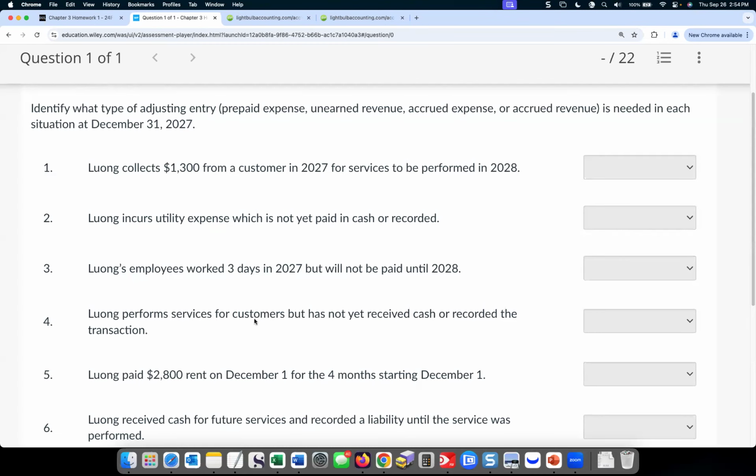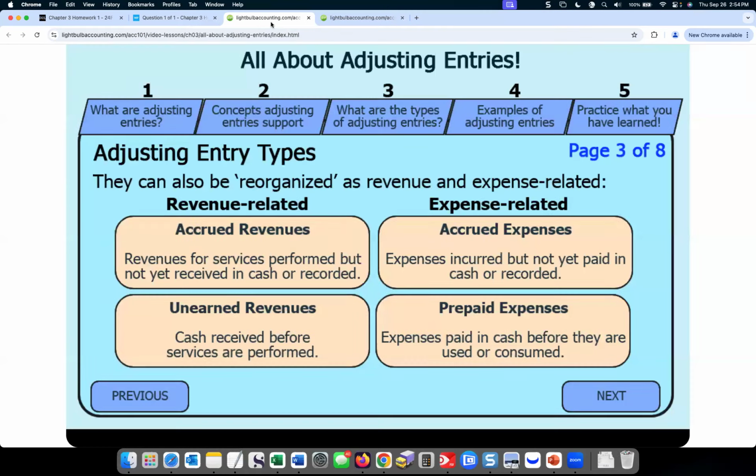Number 4, Luong performs services for customers, but has not yet received cash or recorded the transaction. And subsequently, the accountant was fired. No, I'm just kidding. Is that revenue or expense related? Revenue related. Are we talking about an unearned revenue or an accrued revenue? An accrued. Yeah, we did the work. We just didn't put it in the books yet. Unearned revenue is all about a delay in performing the service, although we might see one of those where they actually perform the service later.